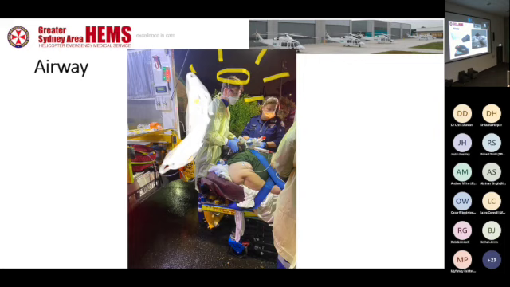This is a picture of one of our registrars, Chris, who kindly sent me some images from a difficult bariatric job he had as a primary recently. The paramedic was kind enough to take pictures and also kind enough to draw him as an angel, which I don't think many paramedics would have drawn me as an angel.